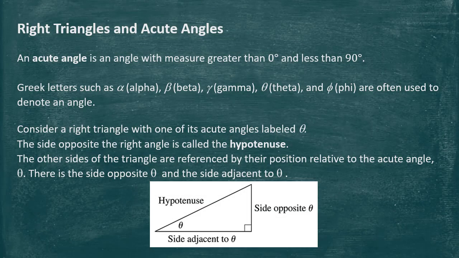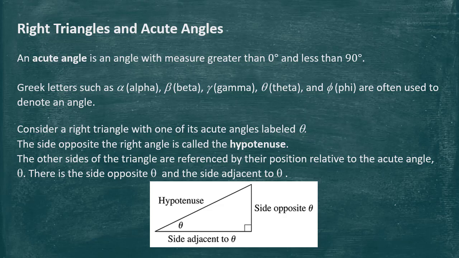So before we jump into any examples, let's go ahead and talk about some of the basics of right triangles as well as their acute angles. So first off, an acute angle is any angle that has a measure that's above 0 degrees but below 90 degrees. After all, a 90 degree angle is what we would consider a right angle.